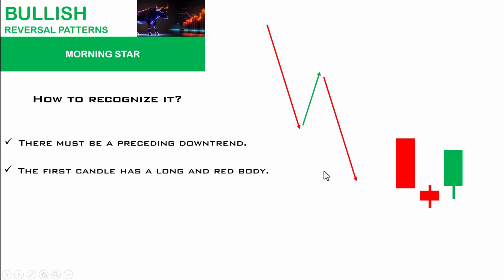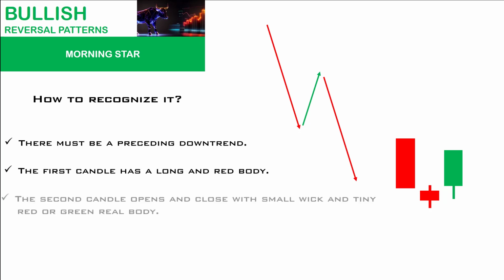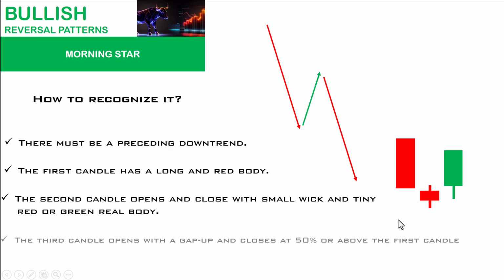The first candle has a long red body, followed by a small candle. It can be red, it can be green. The second candle has small wicks and a tiny red or green real body. This one is very tiny, so that's how to recognize it. But the third candle opens with a gap up, and sometimes a gap down, and closes above 50% of the first candle's real body. The middle of this one is here, and this one ensures that it closes more than 50% of this red candle. That is your morning star.